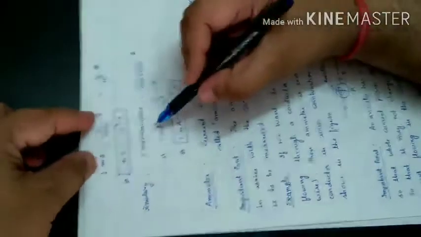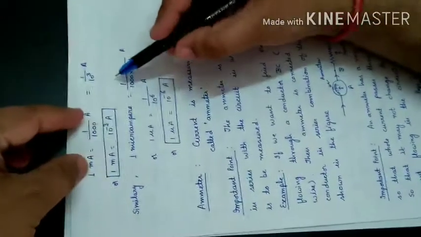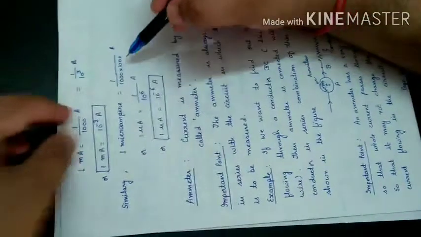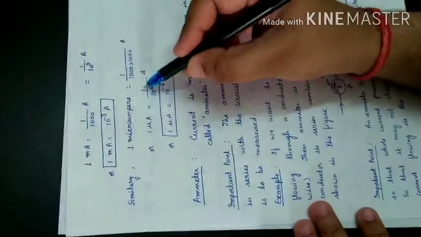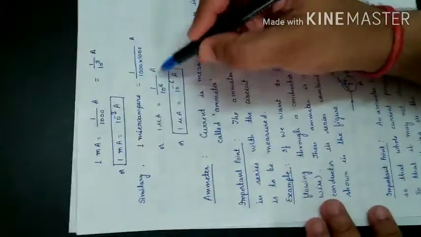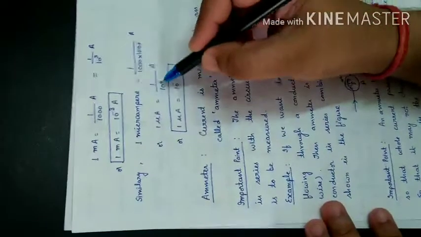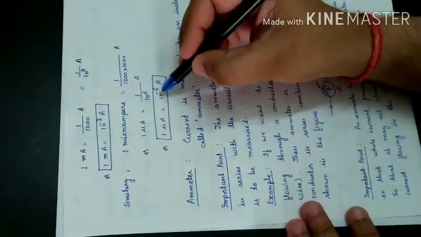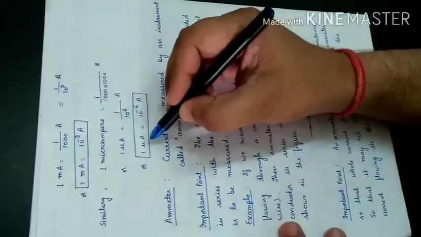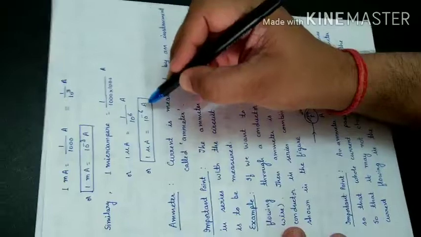Similarly, 1 microampere is equal to 1 upon 1000 into 1000 ampere. 1 microampere is equal to 1 upon 10 to the power 6 ampere. Again, when this 10 to the power 6 is brought into the numerator, it becomes 10 to the power minus 6. So 1 microampere is equal to 10 to the power minus 6 ampere.